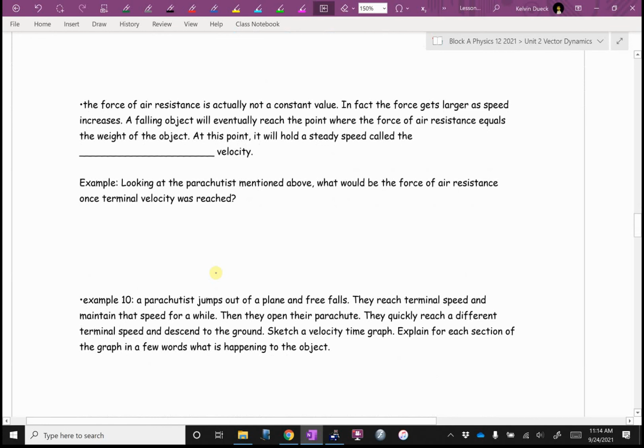The force of air resistance, me being technical here, is actually not a constant value. In fact, the force gets larger as speed increases. A falling object will eventually reach the point where the force of air resistance equals the weight, the mg, of an object. At this point, it will hold a steady speed. Who remembers what we call that? We said it a few minutes ago. That's terminal velocity.